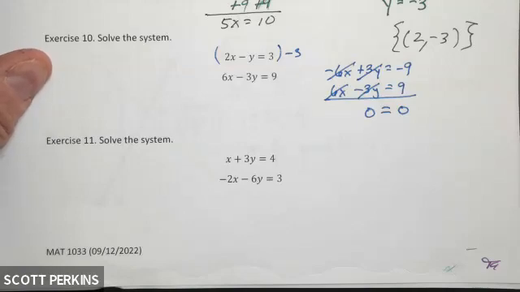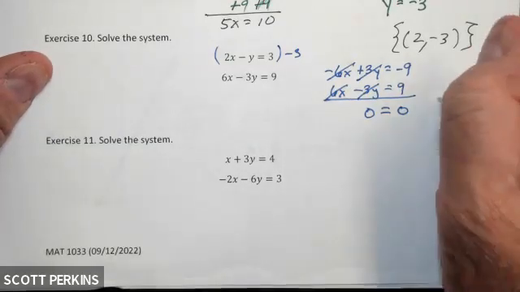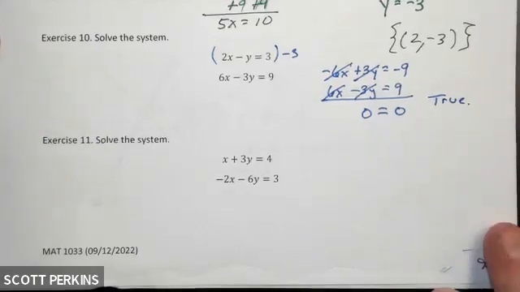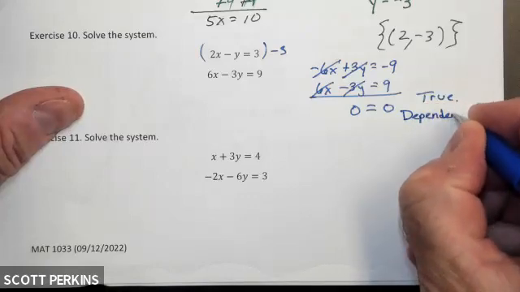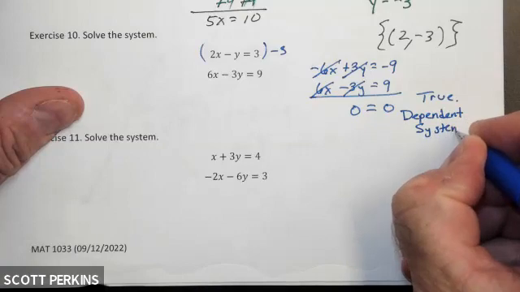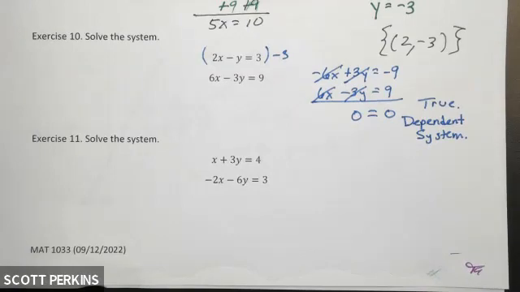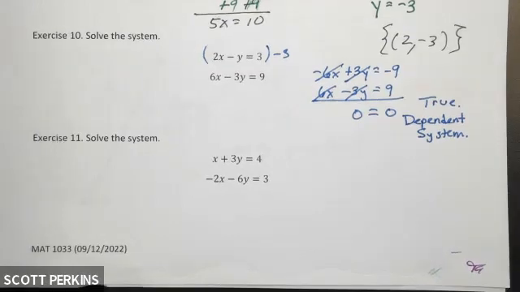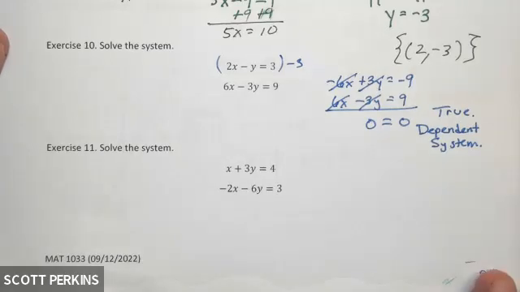Okay, well, what does that mean? Well, first off, is 0 equal to 0 a true statement or a false statement? It's a true statement. What we have here is called a dependent system. What it means when you have a dependent system is you had two of the same line. As you said earlier, very well deduced. And so because you have two of the same line, when you draw them, you draw one line on top of the other. They intersect everywhere.